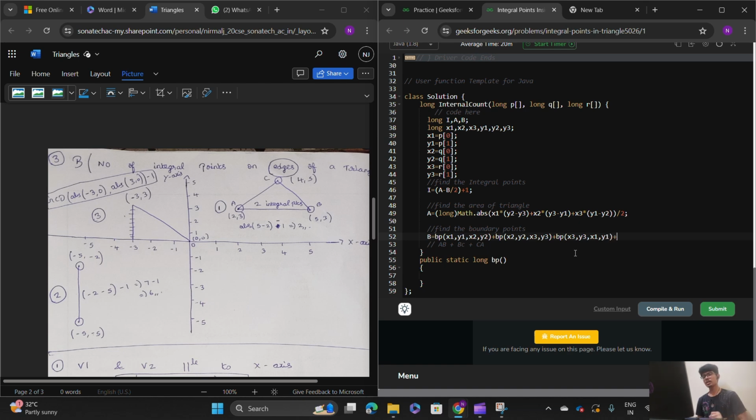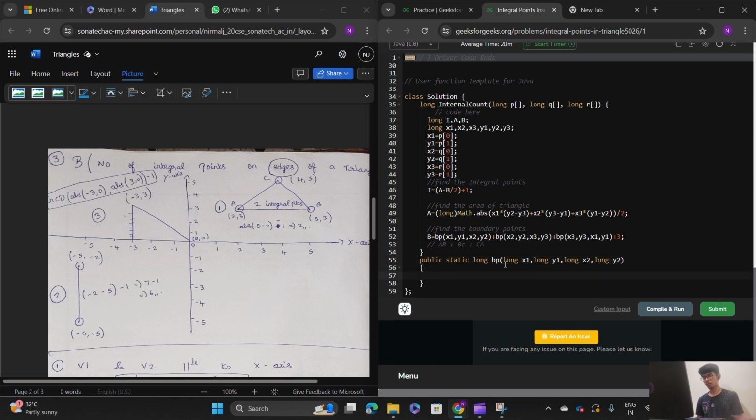After this, I'm going to add 3. What's the reason? We are using 3 coordinate points, A, B, and C. You need to calculate those points also. For that reason, I'm going to add plus 3 here. Now, I need to pass this into this function. What is its data type? Long x1 comma long y1 comma long x2 comma long y2. Okay, I have passed it.